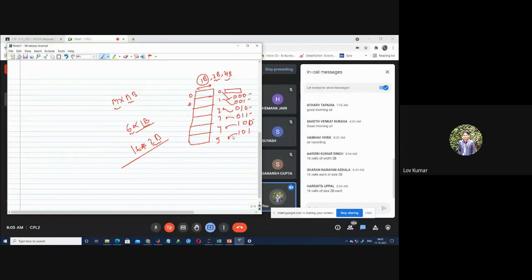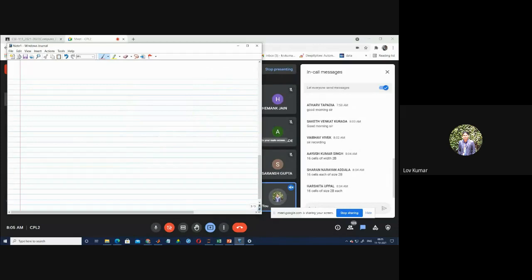Now the question is how to find the size of the address. Size of the address means the minimum number of bits required to give the address. What is the minimum number of bits required to give a unique address to all the cells? In the previous class we discussed: if you are taking n bits, what is the maximum value we can generate in decimal?